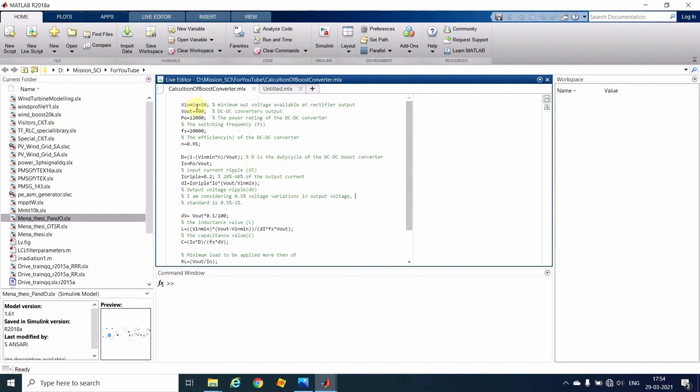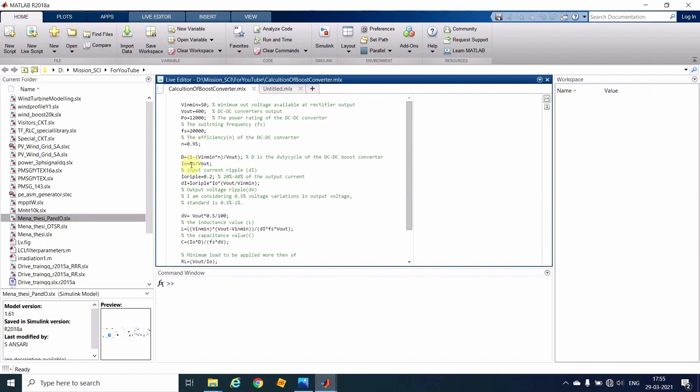This is the minimum output voltage available at the rectifier output, and the output of the DC-DC converter will be 400. The rating of this power DC-DC converter would be 12 kilowatt, the switching frequency of the circuit will be 20 kilohertz, and the efficiency of the DC-DC converter will be 0.95. So the duty cycle will be calculated with this formula.